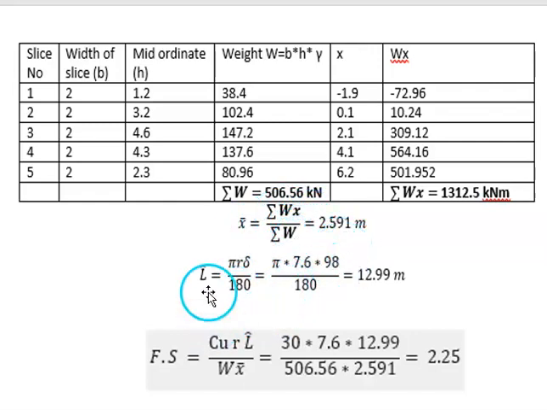Then we have to calculate the arc length, which is equal to pi R delta by 180. So here the R value and delta value are obtained from the graph. Then here W and X bar values are obtained from the tabular calculation. So by substituting in the equation, we can estimate the factor of safety.